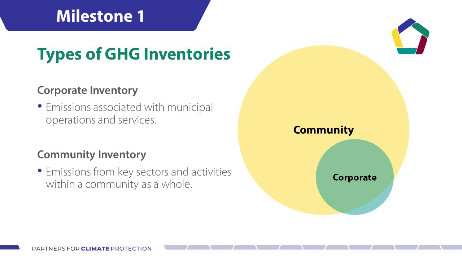So really, in this diagram, you can see that the corporate inventory is just a subsector of the community inventory. In most cases, this corporate inventory will fall entirely within the community inventory. On occasion, we might see some emissions that are attributed to the corporate side that won't be in the community side. An example of this could be if there's waste generated by your municipal operations, and that's managed outside of your geographical boundary. That could be some emissions that fall outside of that sphere.